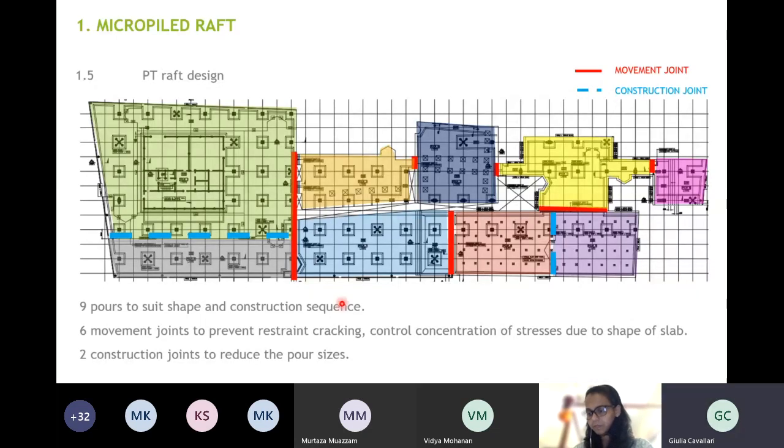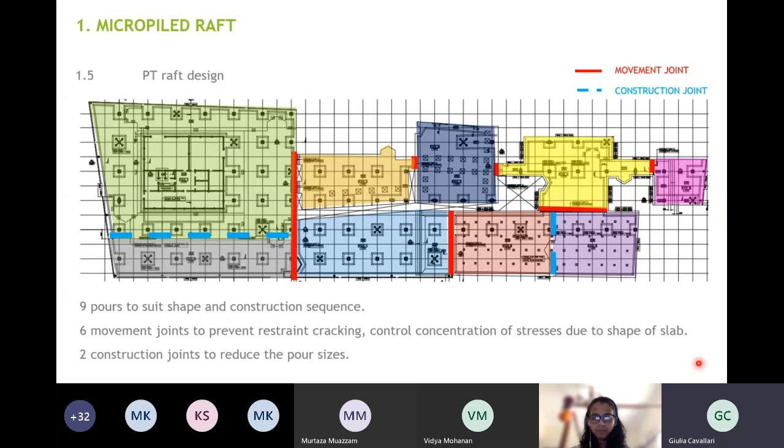And the movement joints were necessary to prevent cracking from restraints and control concentration of stresses where we had peculiar shapes, like, for example, at this location and this location. If we cast these 2 pours in one go, we could have caused a concentration of stresses and a lot of cracks at this location.